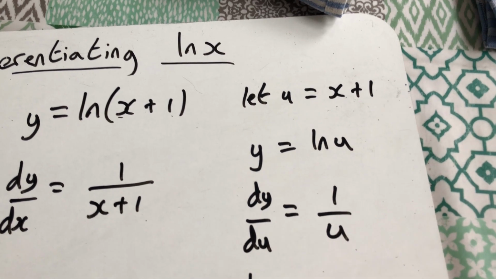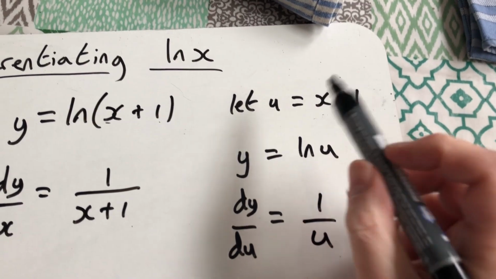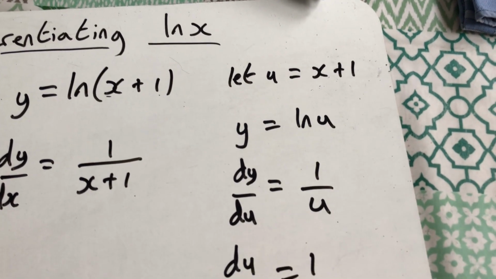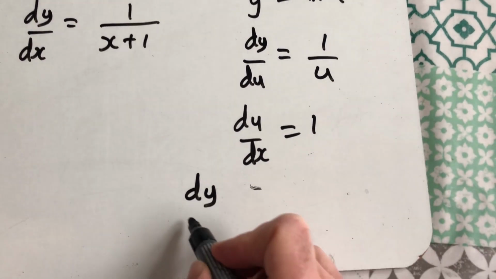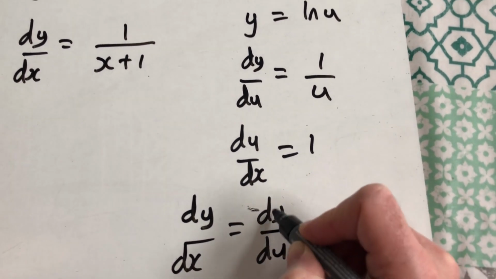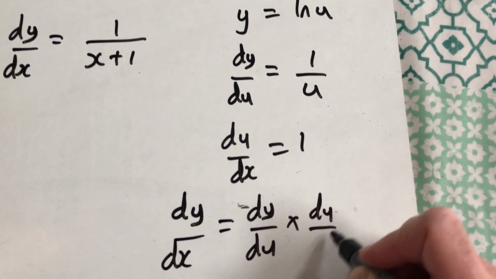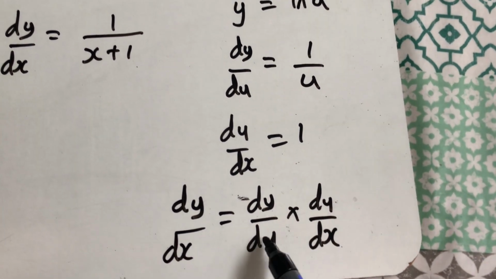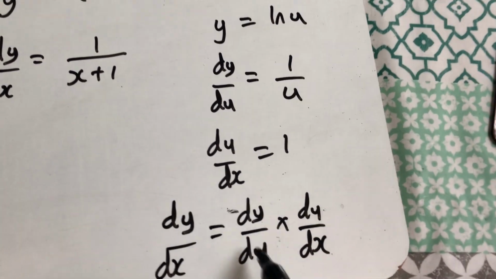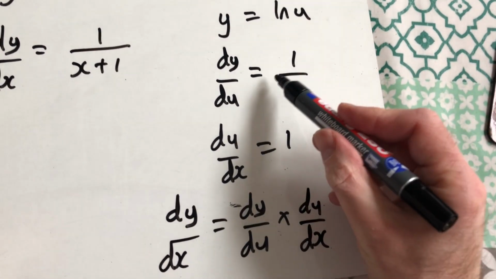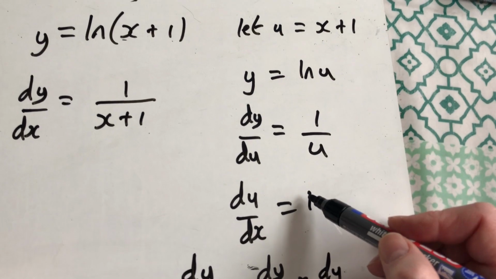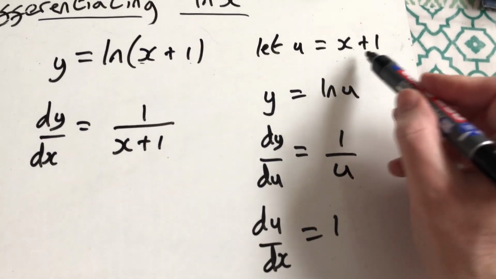So du dx, if you differentiate that, the derivative of u with respect to x is 1, because when you differentiate x plus 1, you get 1. And then we're going to use something called the chain rule, which is this. I'll write it down here for you. dy dx is dy du, that's a y by the way, times du dx. Why does that work? Because the du's will cancel if you treat these like fractions. And so you've got dy du is 1 over u, du dx is 1, 1 over u times 1 is 1 over u, hence dy dx is 1 over x plus 1.